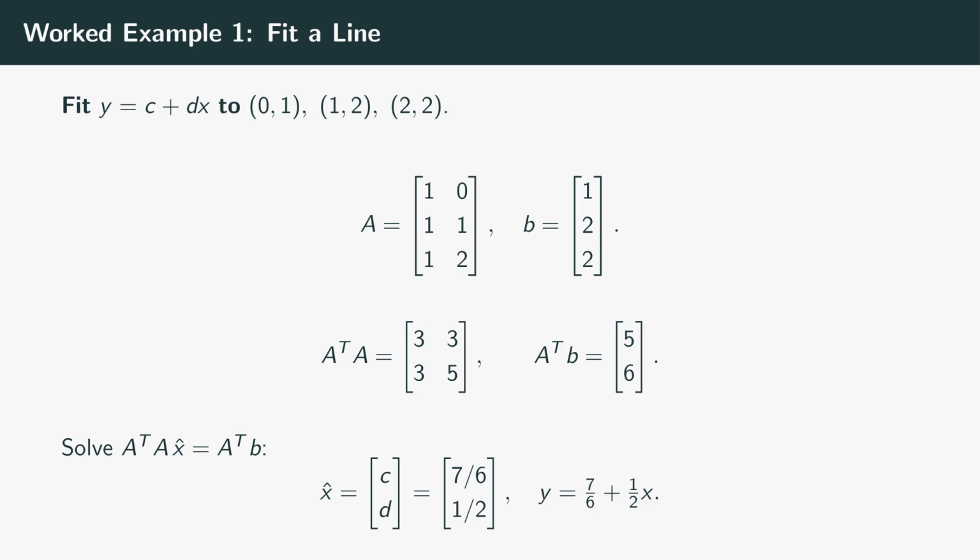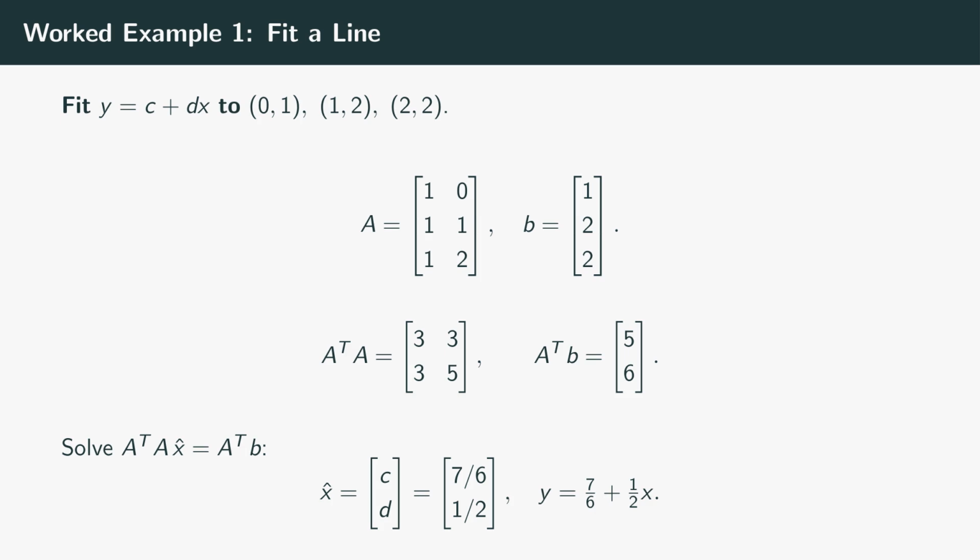Now form the normal equations. A-transpose-A is a 2 by 2 matrix. The top row is 3, 3, the bottom row is 3, 5. A-transpose-b is 5, 6. Solve A-transpose-A times the vector (c, d) equals A-transpose-b. The solution is c equals 7/6 and d equals 1/2. So the best fit line is y equals 7/6 plus 1/2 x.